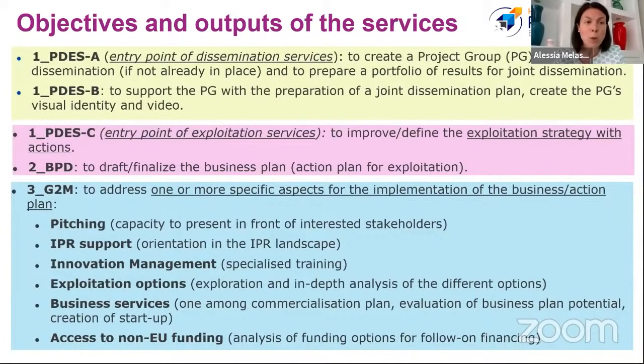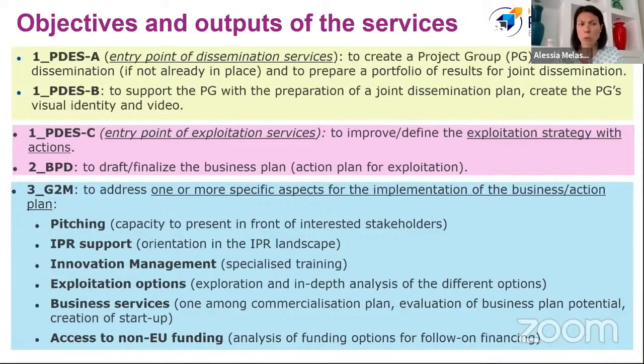So service 1, module A and module B are dissemination services. Module A is the entry point for dissemination services. Please bear in mind that our dissemination services are meant to be for joint dissemination. Therefore, services can be accessed by individual projects or already created project groups or clusters of projects.